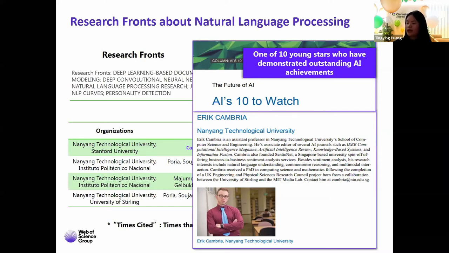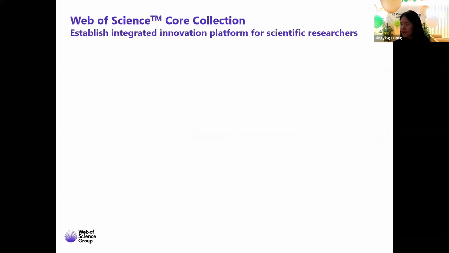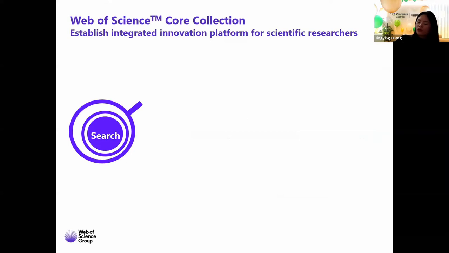Through ESI research fronts and highly cited papers, we can, on the one hand, find the essential high impact articles, and on the other hand, identify related research fronts and representative researchers for tracking the latest. And then go to the Web of Science platform to do a paper search for the AI topic.